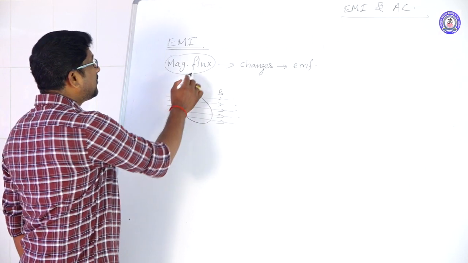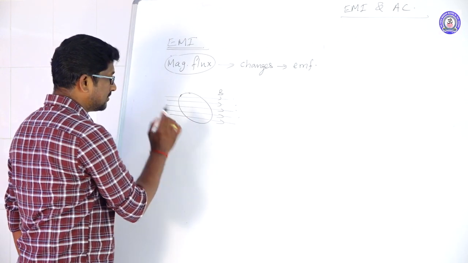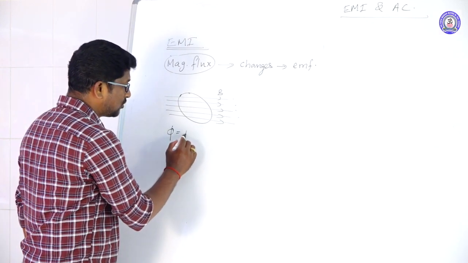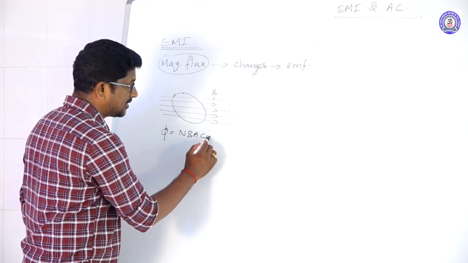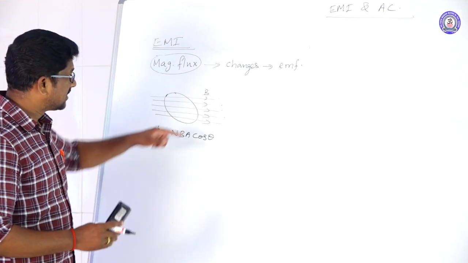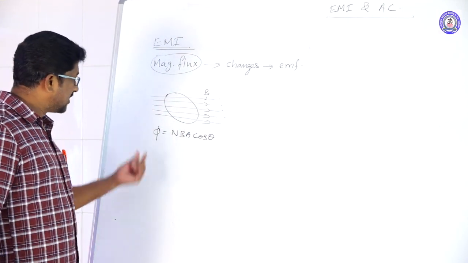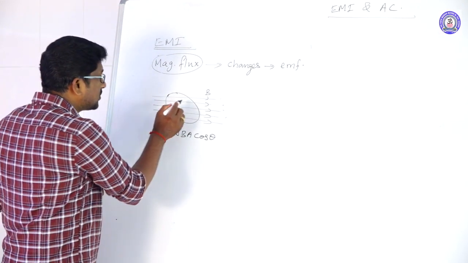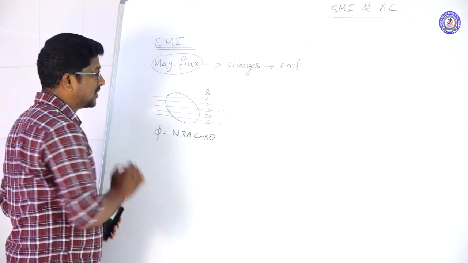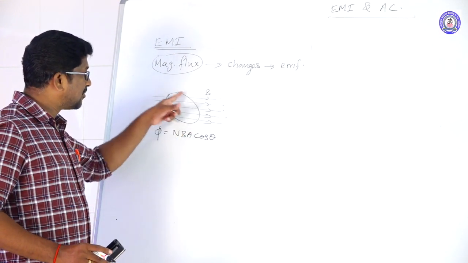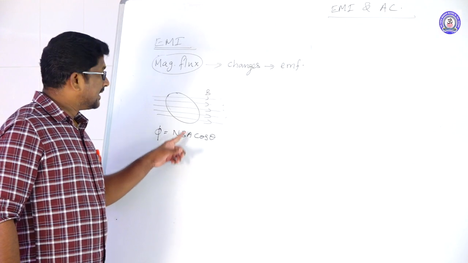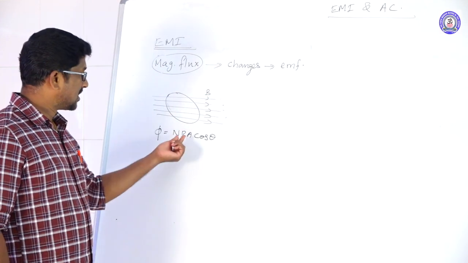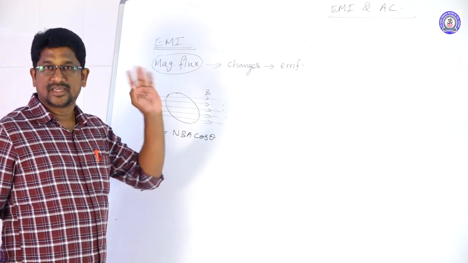The magnetic flux is denoted by the letter phi. It is given by the formula phi is equal to NBA cos theta. The magnetic flux linked with this closed area is given by phi equals NBA cos theta. N: suppose this closed coil contains N number of turns, so let N be the number of turns in the coil. B is the magnetic field in which the closed coil is placed. And A is the area of the coil.